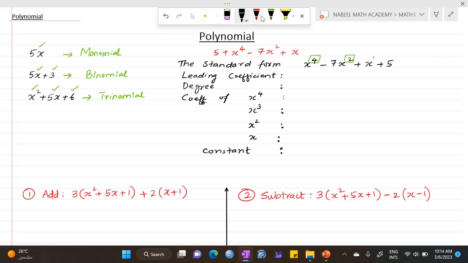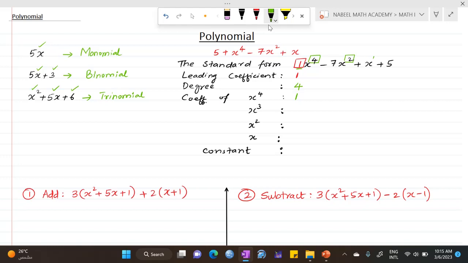Number one, the first one, here you have the leading coefficient. The leading coefficient is nothing but the coefficient of the highest power of x. This is the highest coefficient of x, which is equal to 1. So the leading coefficient is 1. Now the degree, what is the degree here? It is 4. Now the coefficient of x power 4, which is 1.